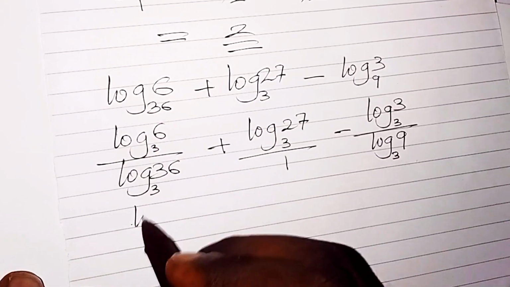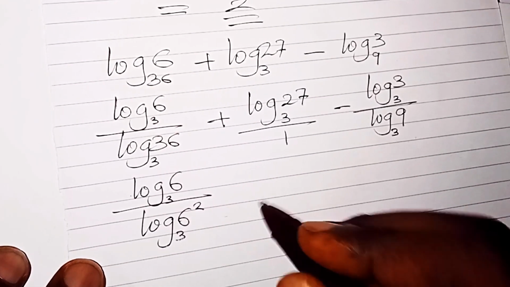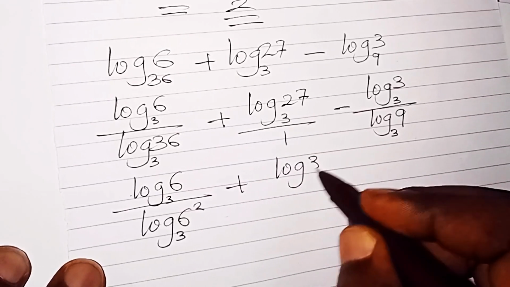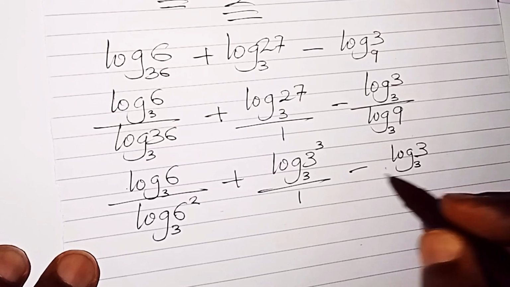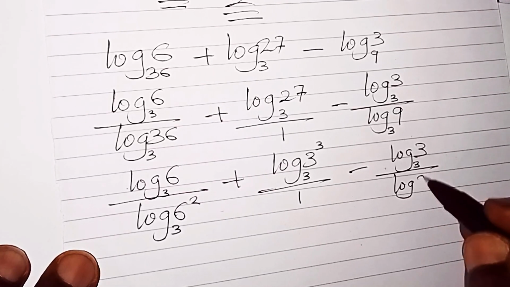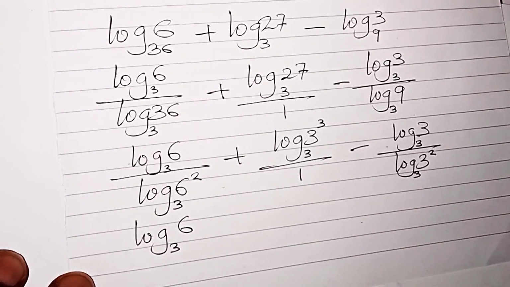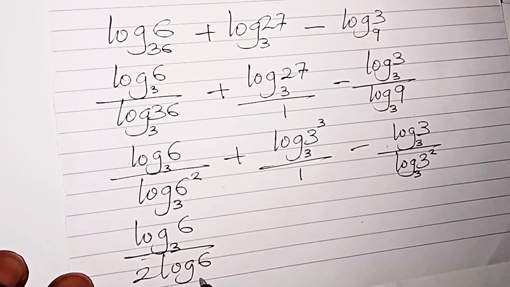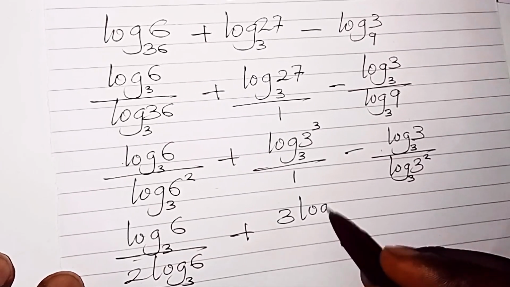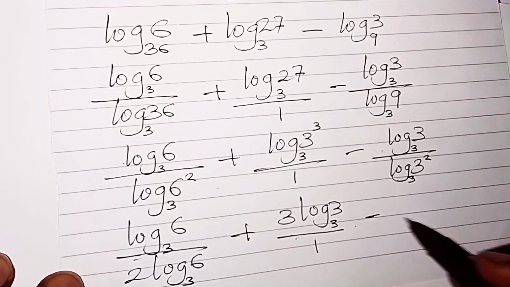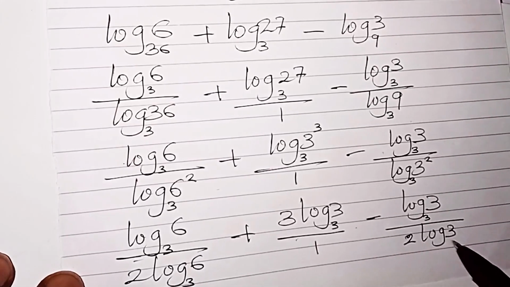And of course this can be log 6 base 3 divided by log 36 can be log 6 squared base 3, and then plus this can be log 3 cubed, that's 27 base 3, probably over 1, and then minus log 3 base 3 divided by log 9, which is actually going to be log 3 squared base 3, and then this can be written as log 6 base 3, okay, divided by 2 log 6 base 3. That's this log 6 squared can be written this way, and then plus this one can be written as 3 log 3 base 3 divided by 1, minus this one is log 3 base 3 divided by this one can be written as 2 log 3 base 3.